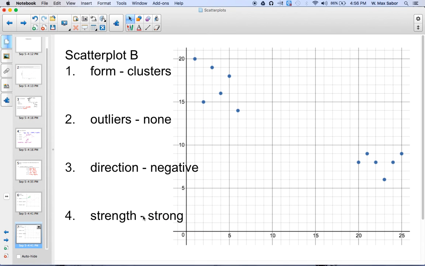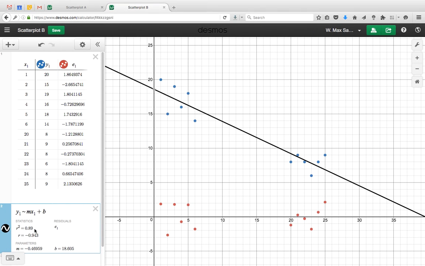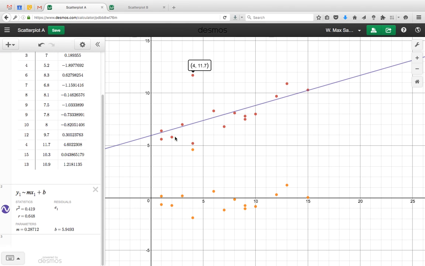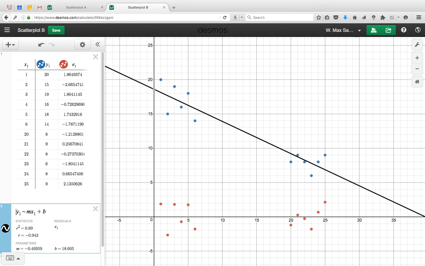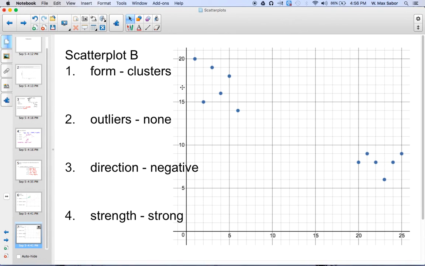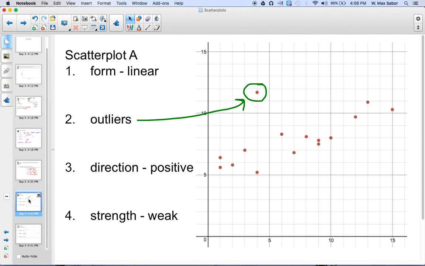And how do I know that that's strong? Well, it says right here that it's very close to 1. 0.89, 89 hundredths, is close to 1. So I want to say that this is a stronger correlation than our original one was. So this is an example of a strong negative correlation with two clusters, whereas this is a weak positive correlation with an outlier. All right, hope that helps. Thank you.